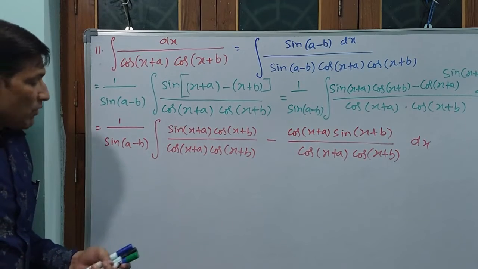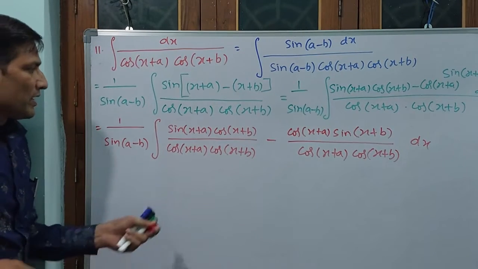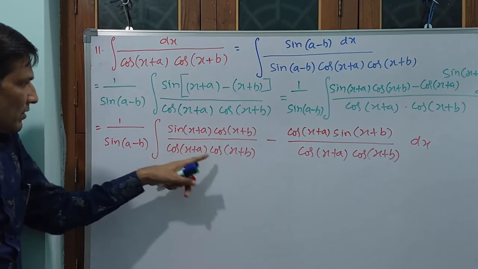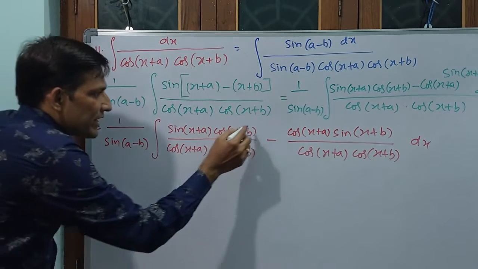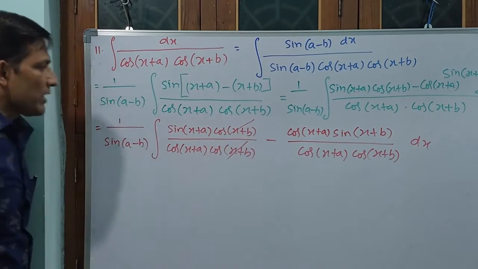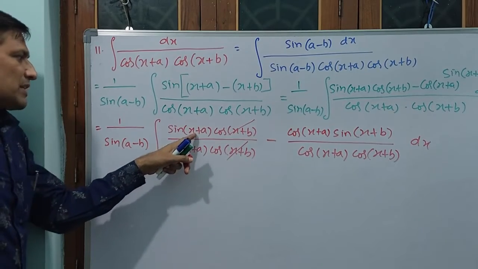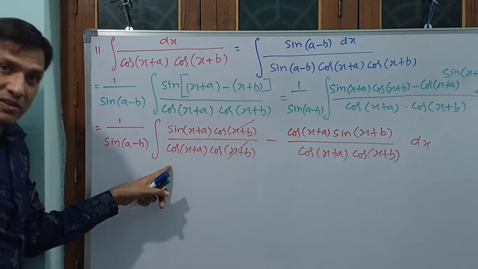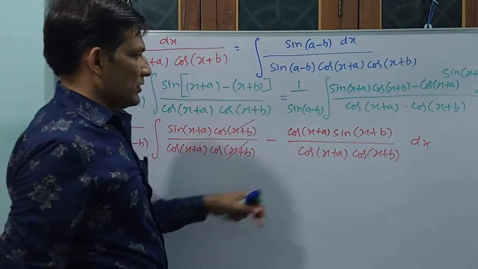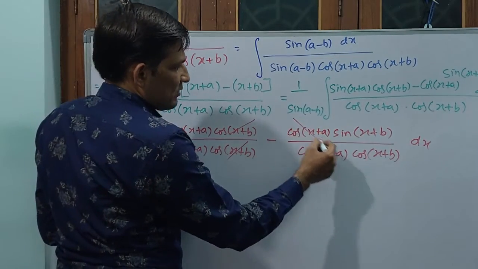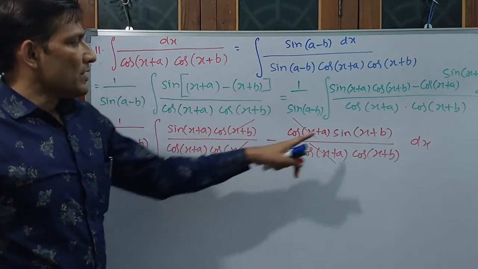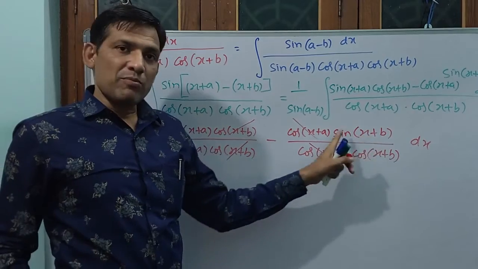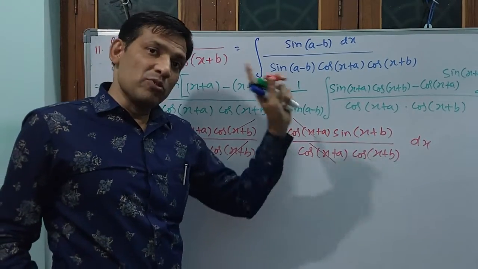Okay, what will happen here? You see, cos(x+b) and cos(x+b) are going to get cancelled, these two. Sin by cos, same, x plus a, tan(x+a) will come. Here also you see, cos(x+a) are going to get cancelled. Sin by cos, x plus b both are same. Then tan(x+b) is going to come, write down.